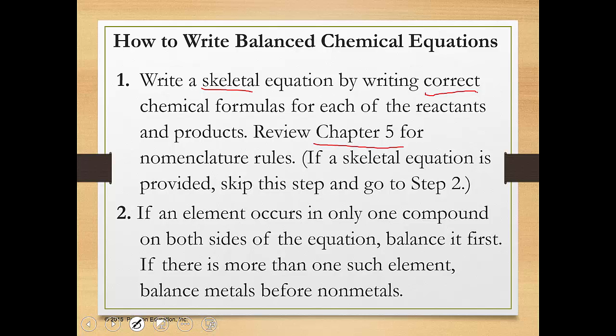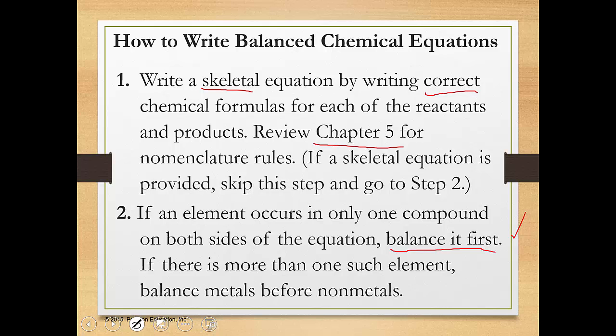Now, if an element occurs in only one compound on both sides of the equation, start with that one. That's where you start. So, in other words, if I have sodium chloride on one side and sodium hydroxide on the other side, but then for the sodium chloride I started with, I have chlorine gas and something else with chloride in it on the other side. It's in 2 places. I don't want to start with the chloride. I don't want to start with something that is split up throughout the equation. So only in one place on the left, only in one place on the right.